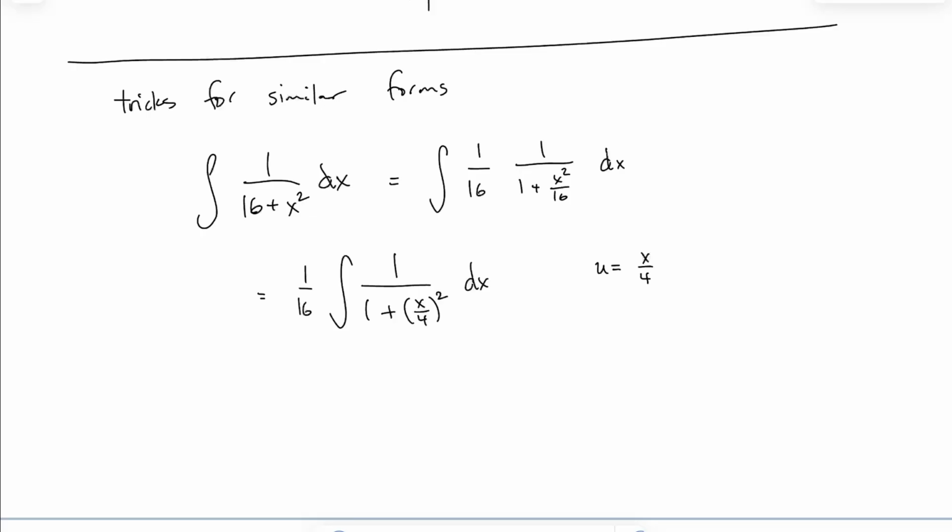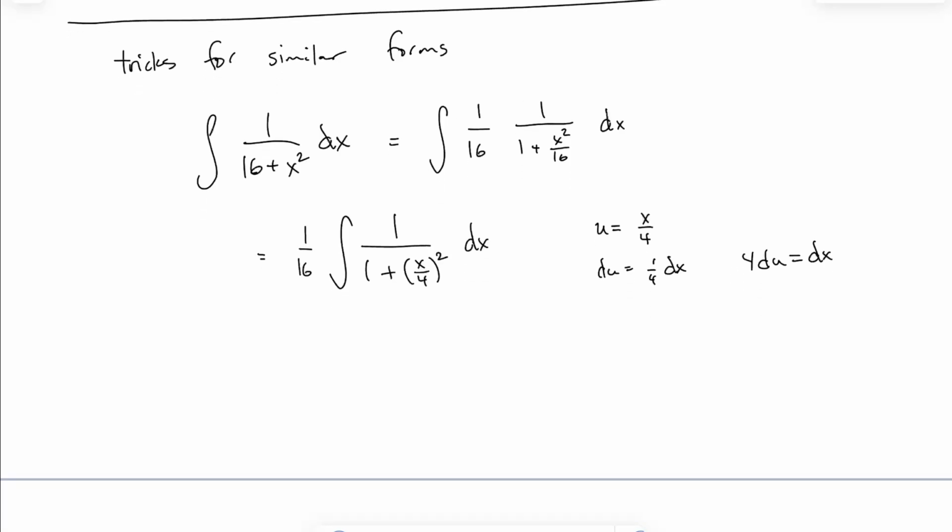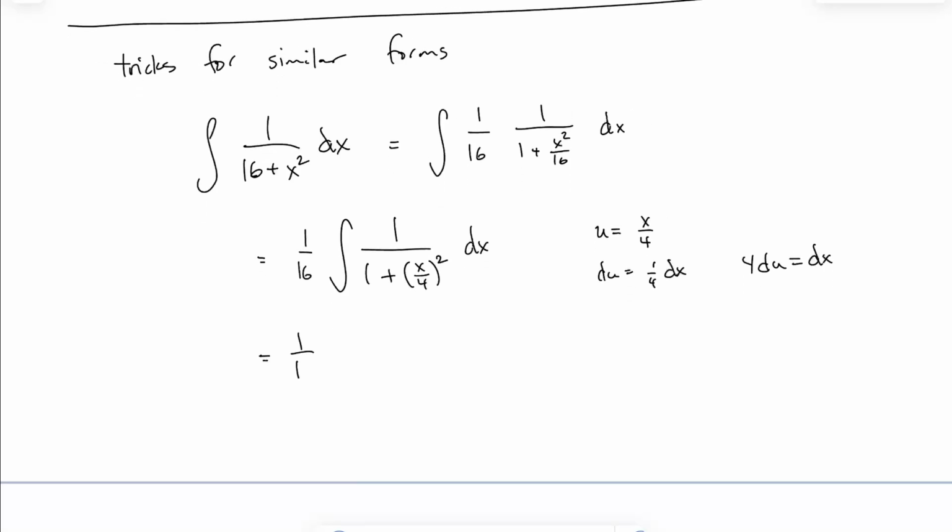We have to do the du thing. The du will be 1/4 dx. And then I'll move the 4 across like I do. 4 du equals dx. Right? So we get 1 over 16 in the front, integral 1 over 1 plus u. And then dx is 4 du. Sorry, u squared on the bottom. That's important. It better be u squared, because I need it to match the inverse tan formula.